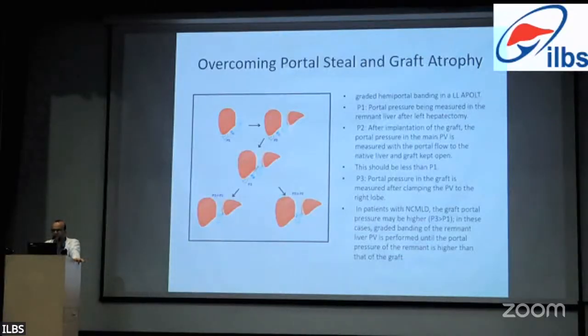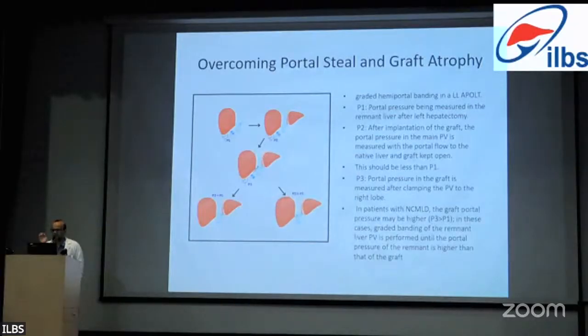P3 is the portal pressure in the graft. It is measured after clamping the portal venous inflow of the right lobe. In patients with non-cirrhotic MLD, the graft portal pressure may be higher. In these cases, a graded banding of the remnant liver is performed until the portal pressure of the remnant is higher than that of the graft. Because if the pressure in the remnant or native liver remains on the higher side, there will be portal steal and the graft will become atrophic.